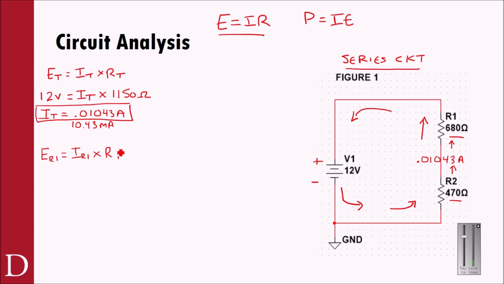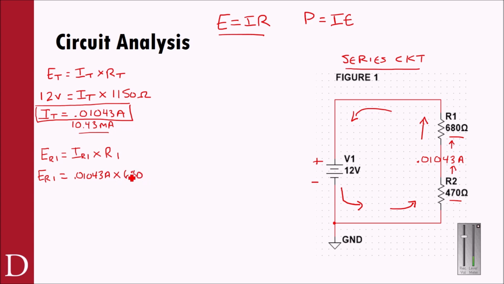In this case, I don't know the voltage of R1, so I'm going to leave this as my unknown, E of R1. But I do know that I of R1 is the same as the total current, which is the same as R2. So I of R1 is going to be 0.01043 amps, or again, probably milliamps is a better way to express that, but we'll be okay with this, times R1, which is 680 ohms.